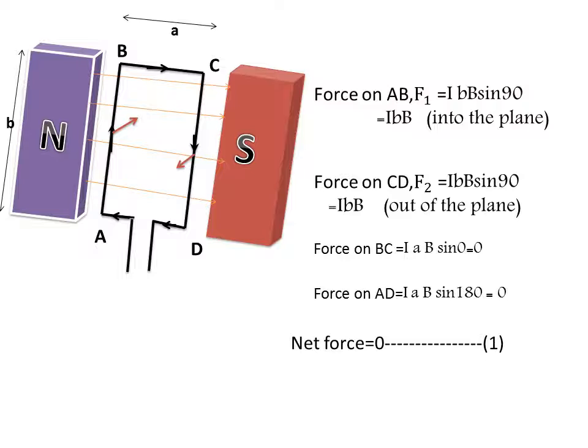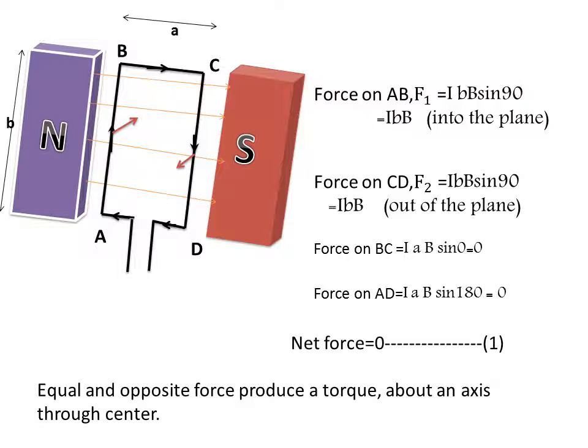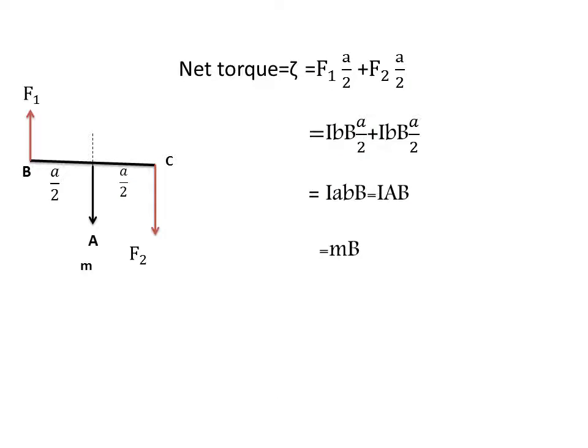Even though the net force is 0, the equal and opposite forces acting on the coil try to rotate the coil about an axis passing through the center. We can say that a torque is produced and it tries to rotate the loop about an axis through the center. Now looking from the top, we can see the side BC of the loop, force F1, force F2 and the axis. Now the area vector of the loop ABCD is perpendicular to the loop.